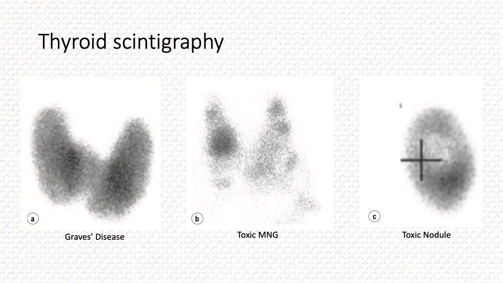This is how the thyroid scintigraphy will vary in the 3 commonest causes of thyrotoxicosis with hyperthyroidism. In Graves' disease, there will be diffusely increased uptake. In toxic multinodular goiter, there will be patchy uptake. And in toxic nodule, focal uptake with suppression of the surrounding thyroid and contralateral lobe is seen.